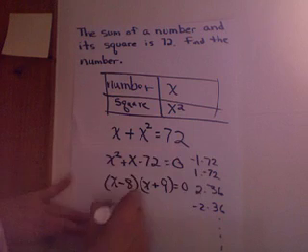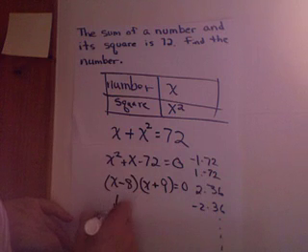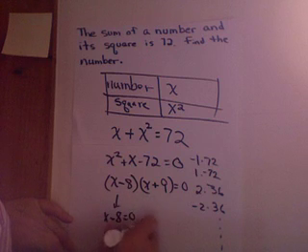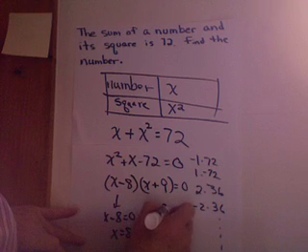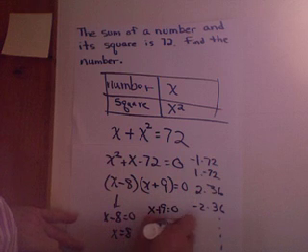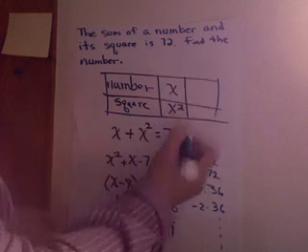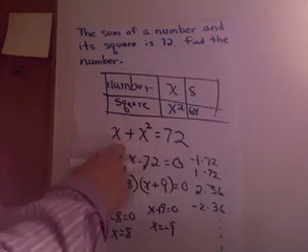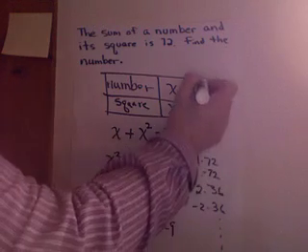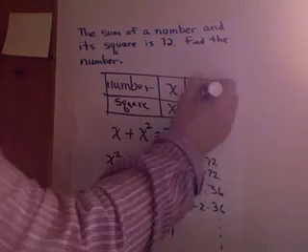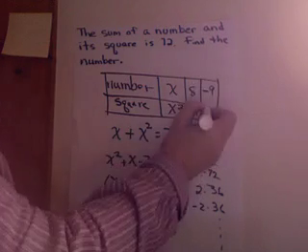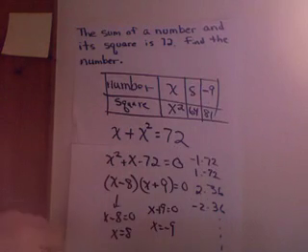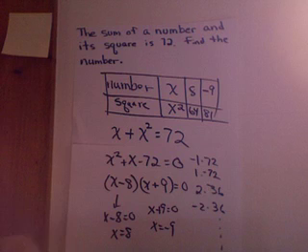Now, I factored it. I can solve each factor. x minus 8 equals 0, x equals 8. x plus 9 equals 0, x equals minus 9. So what could the number be? It could be 8, and 8 squared is 64. Do those add up to 72? You can check. They do. What if I use minus 9? What's minus 9 squared? 81. 81 plus minus 9, also 72. So this problem has two answers.